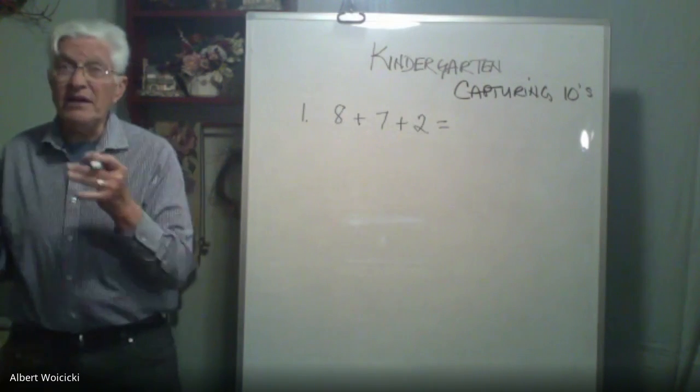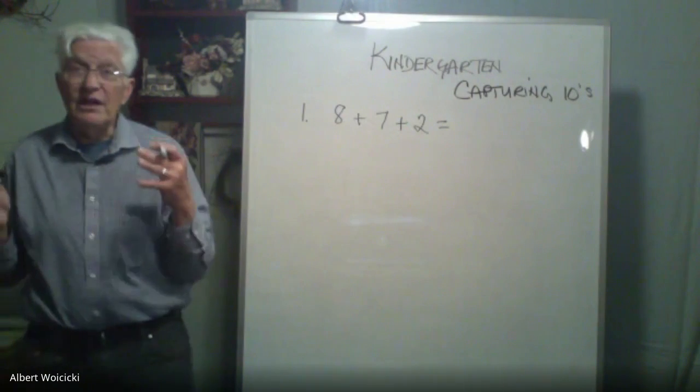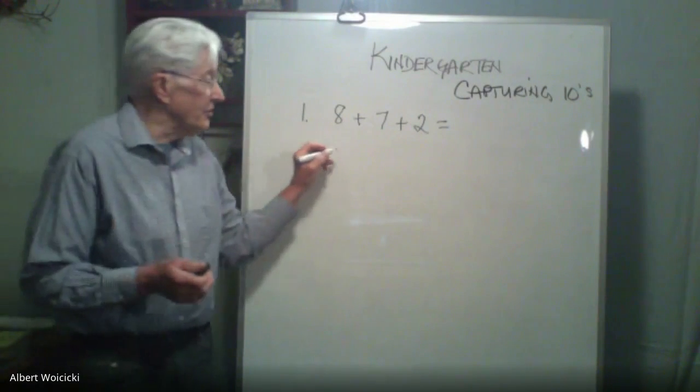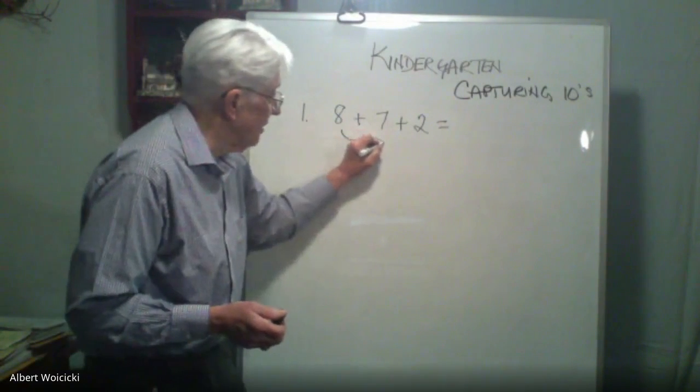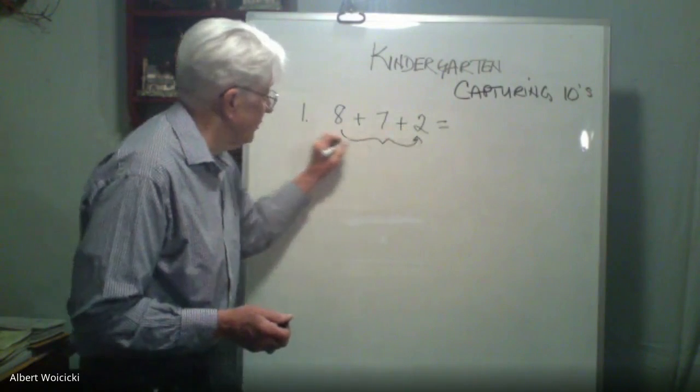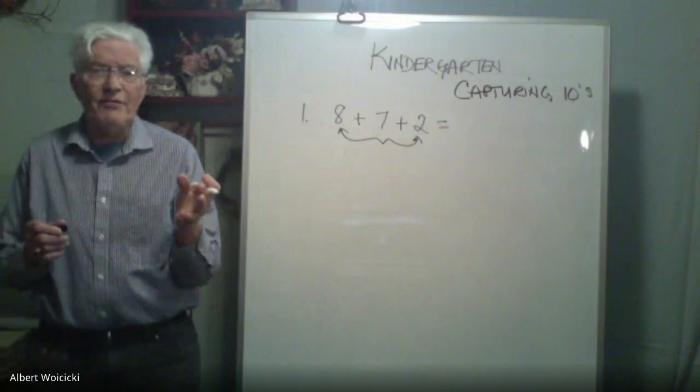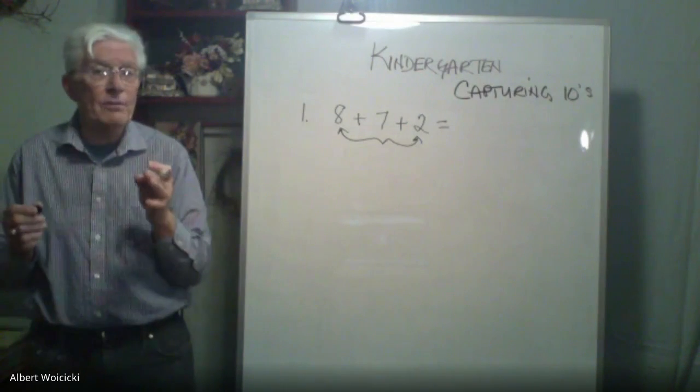But I contend that we need to look at the entire picture. It's much easier to look at the entire picture here and see that 8 and 2 make 10. Then 10 plus 7 is 17, which is a much simpler concept.